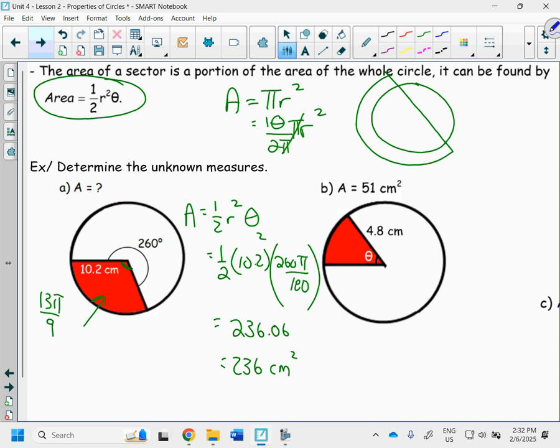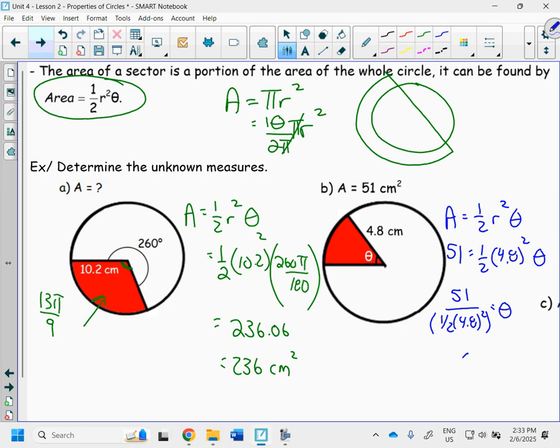Okay, let's work it backwards. If I know the area, can I find the central angle? Well, of course we can. Let's take that same formula. We know our area. We know our radius is 4.8. We want to find our central angle. How much of the 2 pi have we gone around? So we're just going to take 51 and divide it by 1/2 times 4.8 squared. You can put that all in your calculator at once. If you do, you probably need the brackets around that part. Or do the bottom part first and divide 51 by your answer.